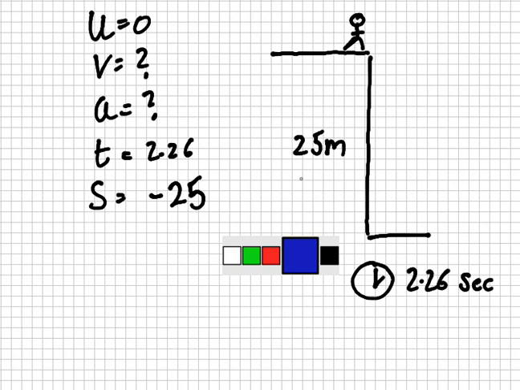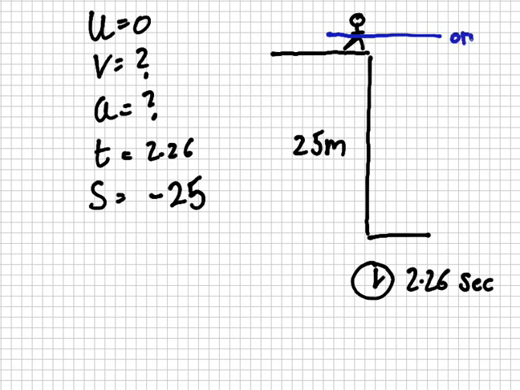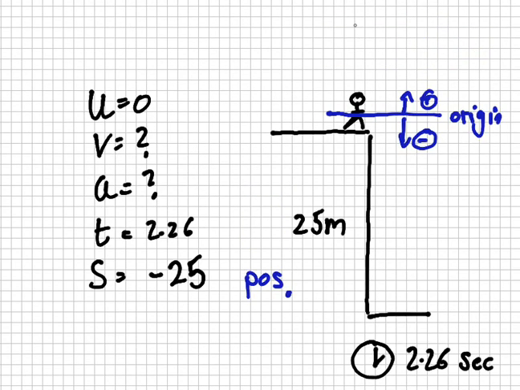Well, the reason I say that is because we're taking this here as being the origin. So up is positive and down is negative. And remember, S is displacement or position. So this is like 1, 2, 3 meters, and this is like -1, -2, -3. Now, if you did plus, that's fine, you'll still get the right answer, but I would like you to do it minus.